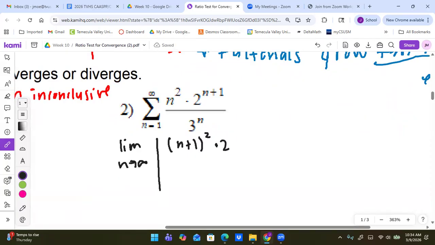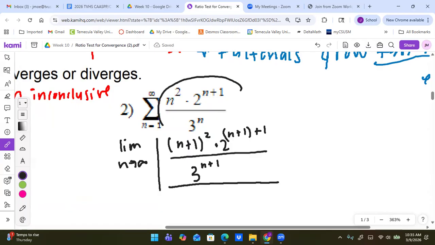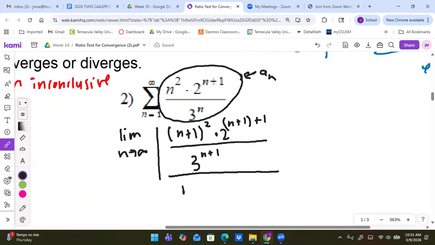n plus 1 squared times 2 to the n plus 1 plus 1 over 3 to the power of n plus 1. Okay, there's my a sub n plus 1. Again, all I did was replace n with n plus 1, and then divide now by a sub n. You divide by just your original series. This is a sub n right here: n squared times 2 to the n plus 1 over 3 to the power of n.